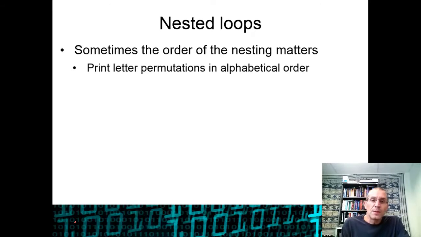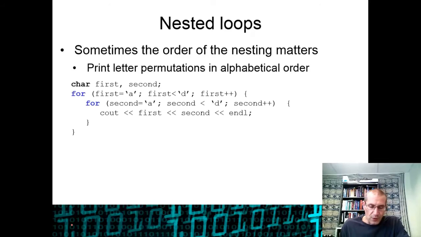All right. Sometimes the ordering of the nesting matters. For example, say you wanted to print permutations in alphabetical order, so I'm just going to go through letter A through D, and then A through D. So I'm printing 2-letter permutations. I'm starting off with AA, but I want to print AB. I don't want to print BA because I want them to be in alphabetical order as I move through.